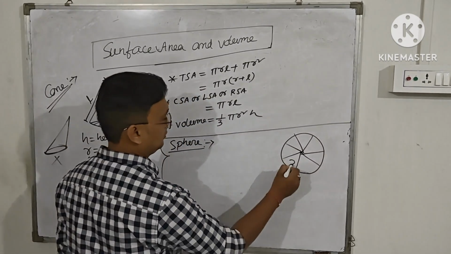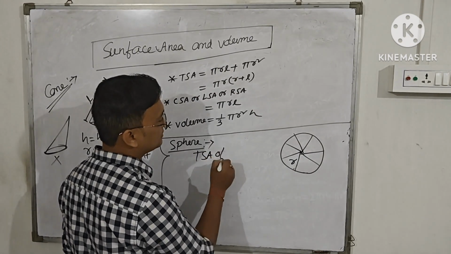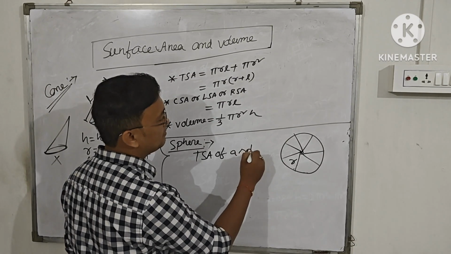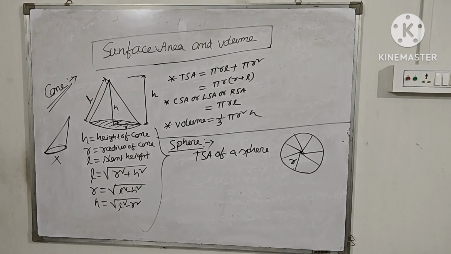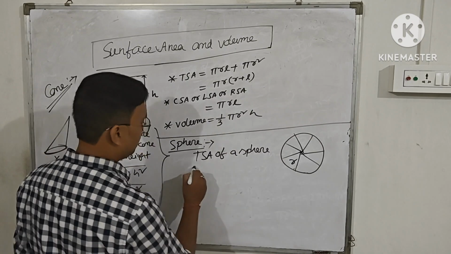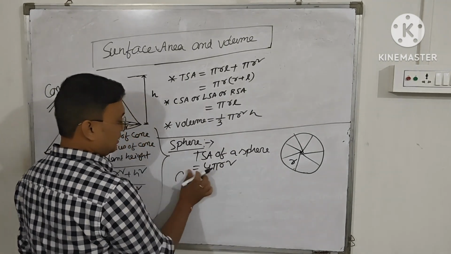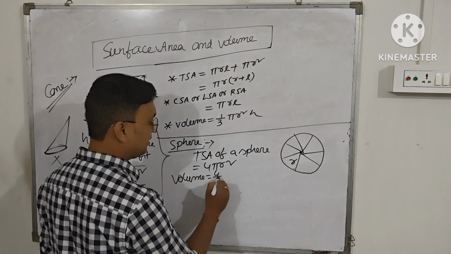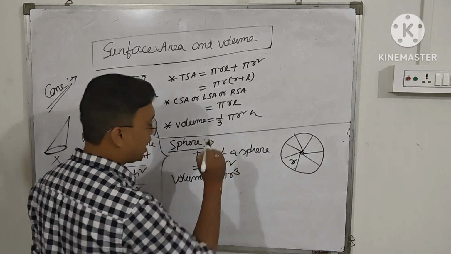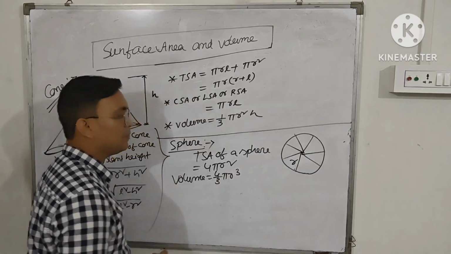Now, total surface area of a sphere or surface area of a sphere, same thing, because a sphere has only one surface. Am I right? A sphere has only one surface. So therefore total surface area is 4 pi r square. Then volume, what is volume of sphere? That is 4 by 3 pi r cube. 4 by 3 pi r cube is the formula for volume of a sphere.